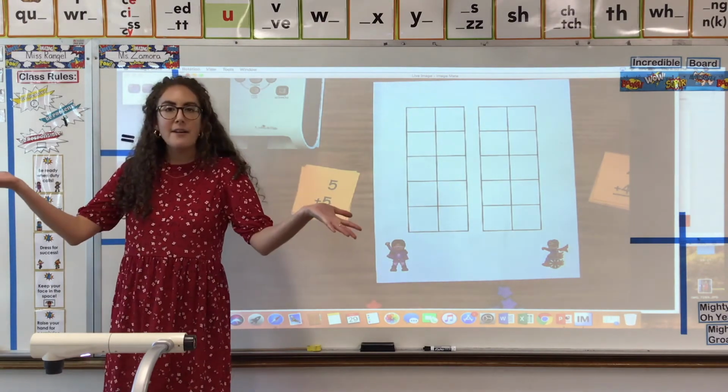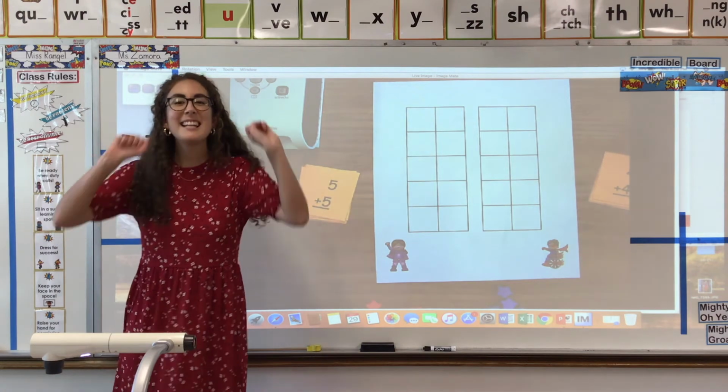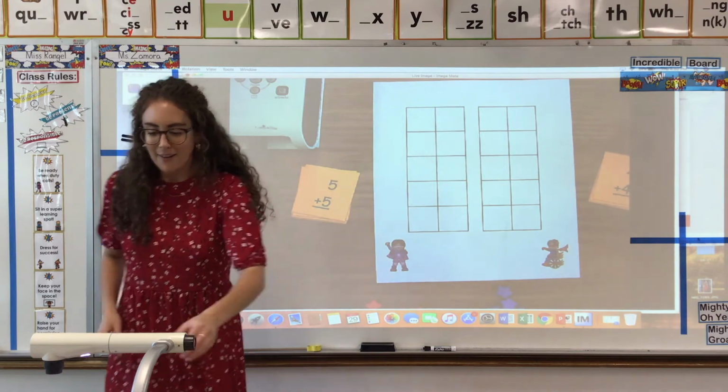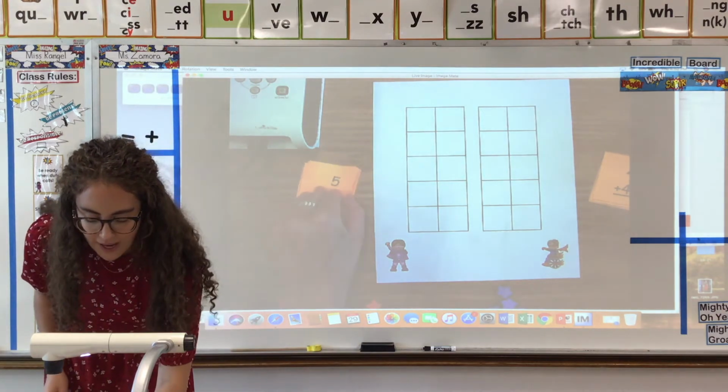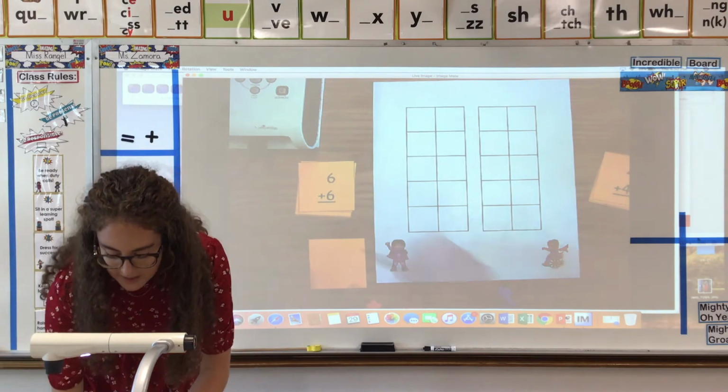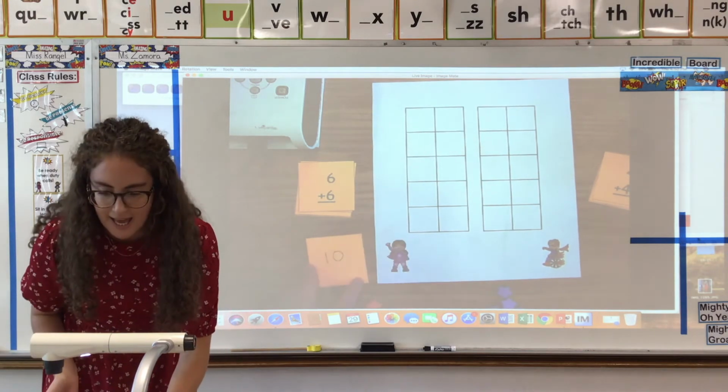What's 5 plus 5? That's 10. We know that because that's our pairs to 10. So let's go ahead. Take 5 plus 5. And can you write 10 on the back? We know this one. Awesome. 10.